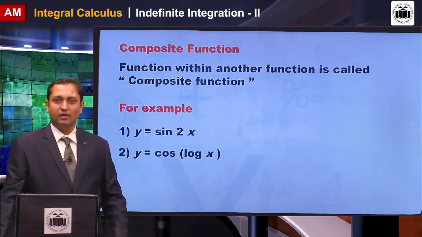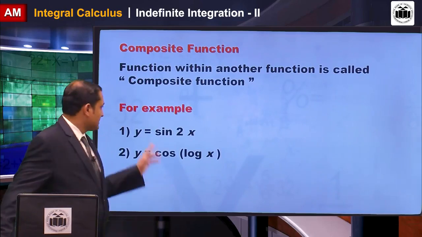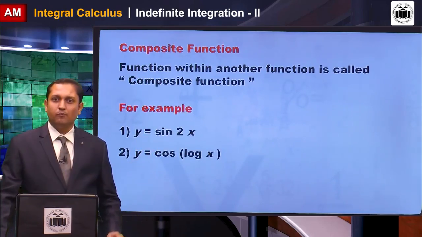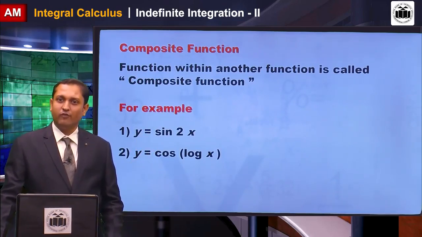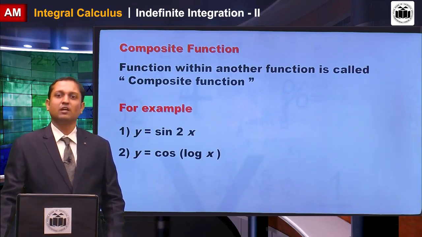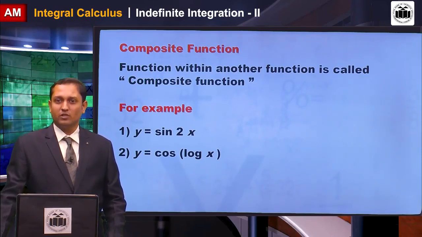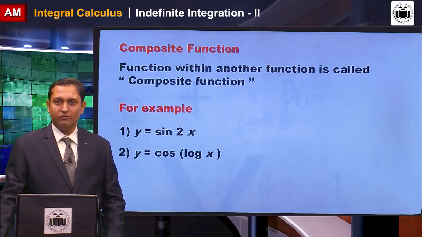For example, you see here y equal to sine 2x. In this example, we have the function sine and inside the function sine we have the function 2x. So we have one function within another function, so it is composite. Same goes for the second example. You can see that inside the function cos we have log x, so we have one function within another function, hence it is composite.